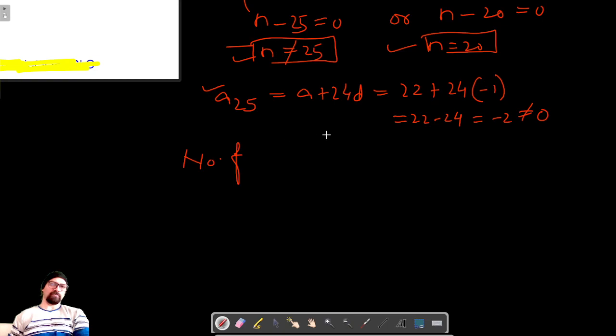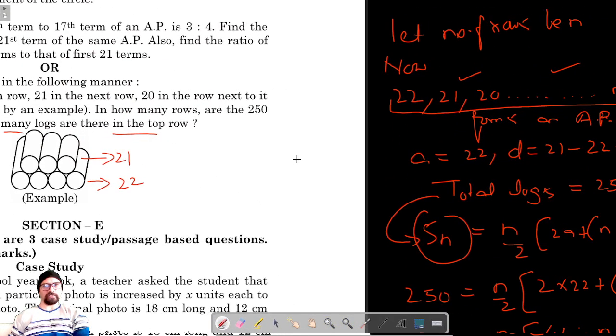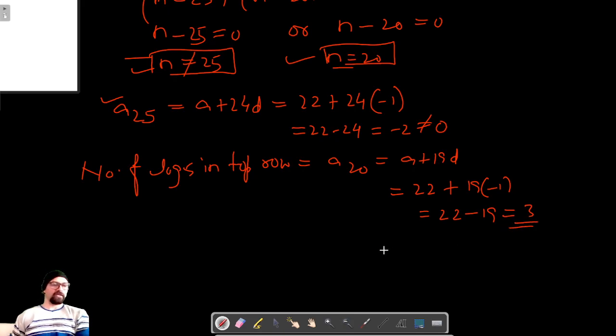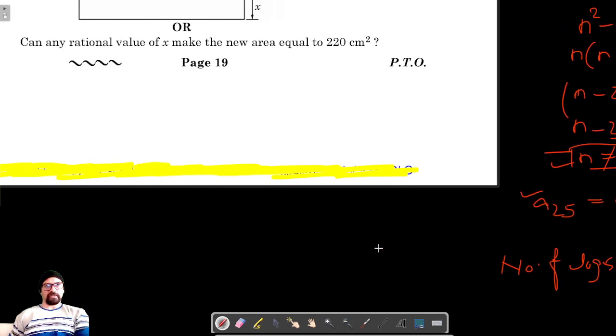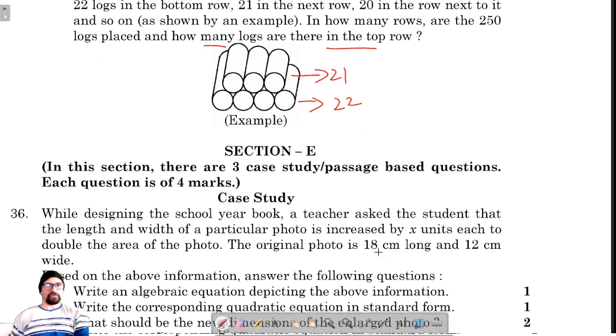That means the number of rows is 20, and we need the number of logs in the top row. The top row is the 20th row, so this is a plus 19d, which is 22 plus 19 into negative 1, that is 22 minus 19, which is equal to 3. This is also our part B of question number 35. Let's move on to section E.